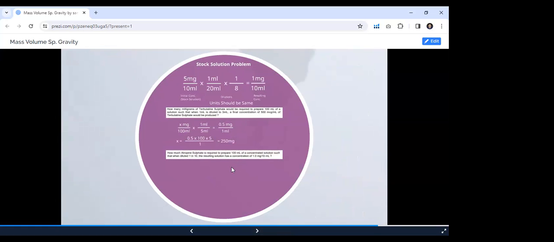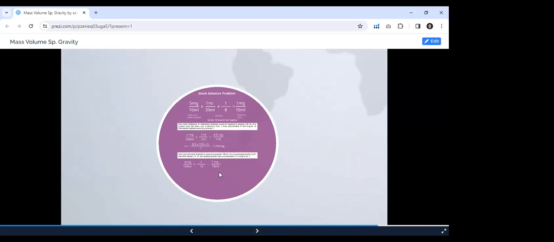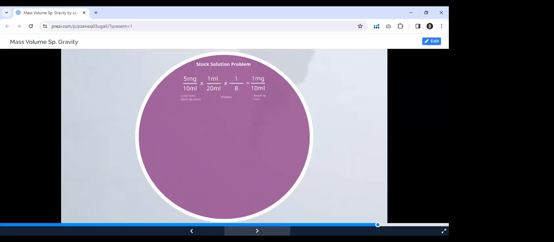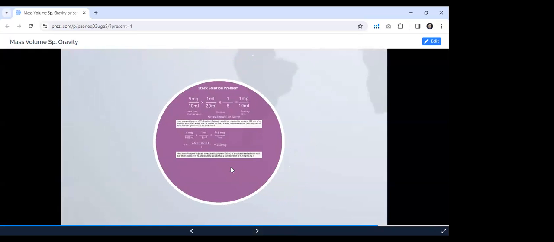Now let's take a look at another example in which they have used another type of dilution, that would be 1 to 8 dilution.